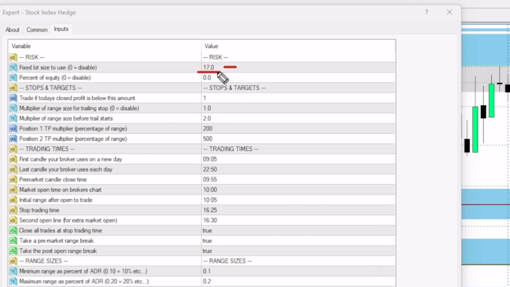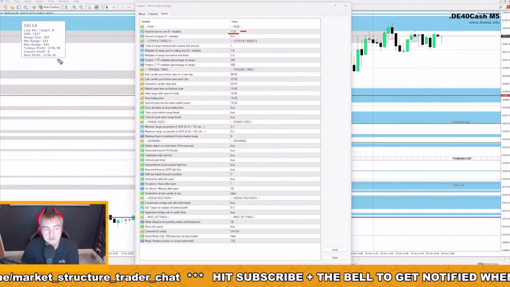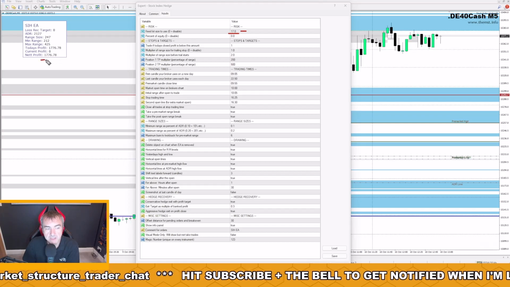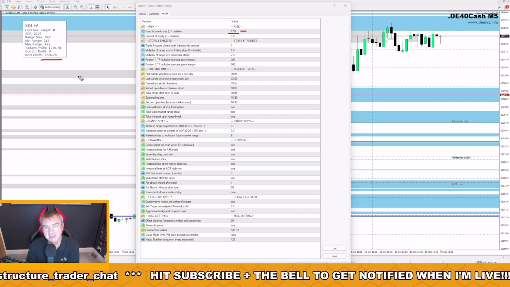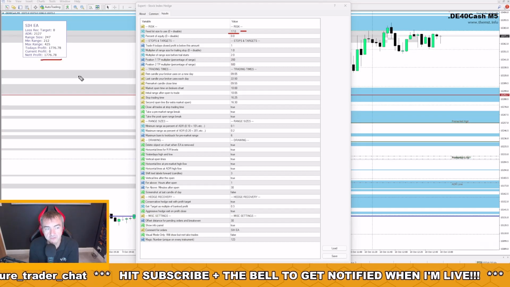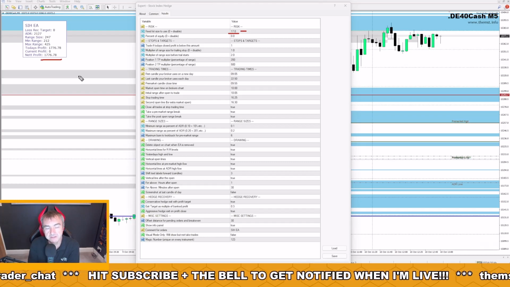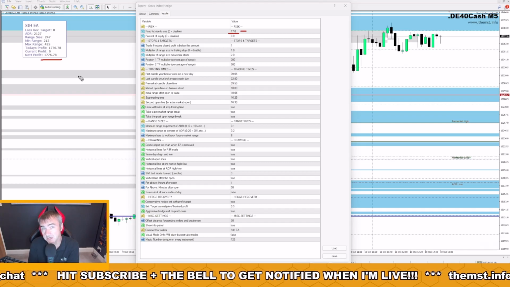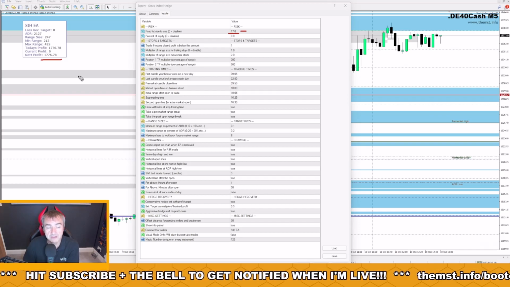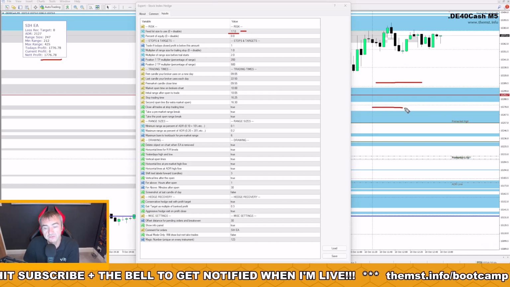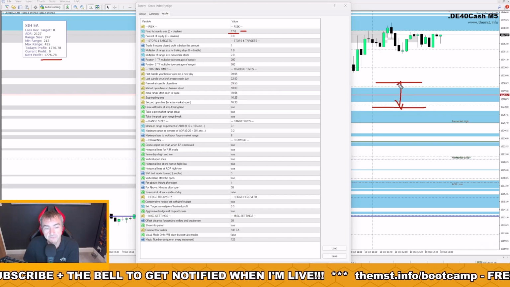So for example, with the lot size I'm using here, some days on the DAX, if we get hedges, I'll experience somewhere in the region of $1,200 to $1,300. Sometimes I may have hedges which are somewhere in the region of $1,800 to $2,000. And the reason that is different is because obviously the size of the range will differ every day.